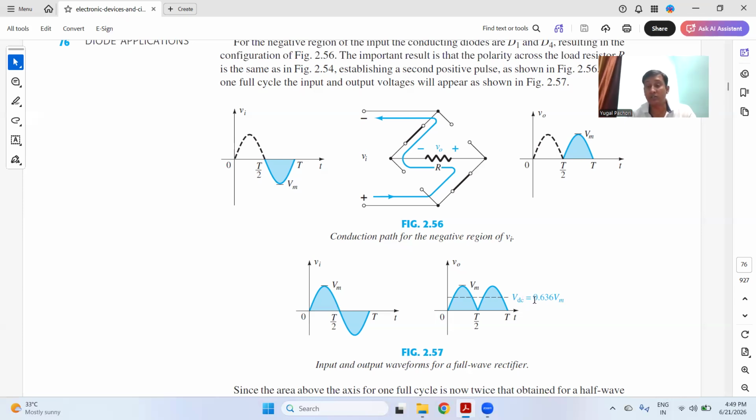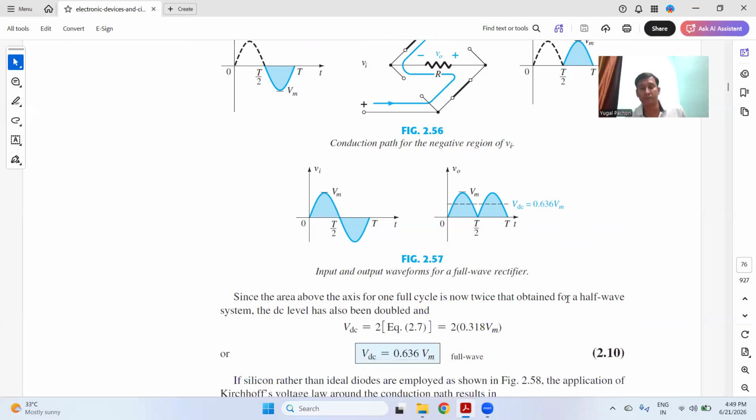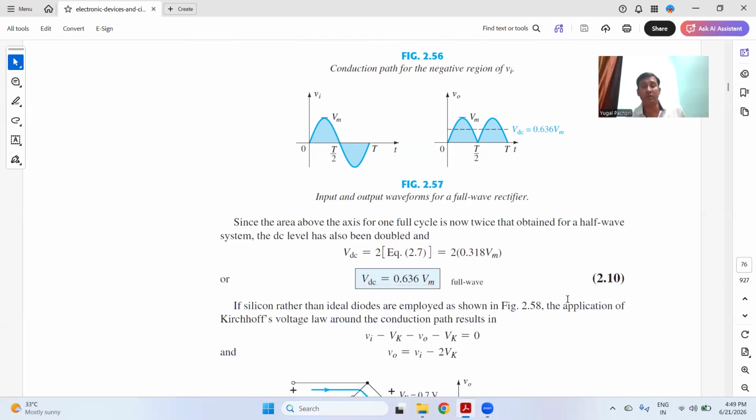VDC is equal to 0.636 VM, the maximum voltage of the AC signal. So you can see this is almost double. Earlier it was 0.31 something, now here it is 0.636 VM. So you can see the difference between the full wave rectifier and the half wave rectifier.